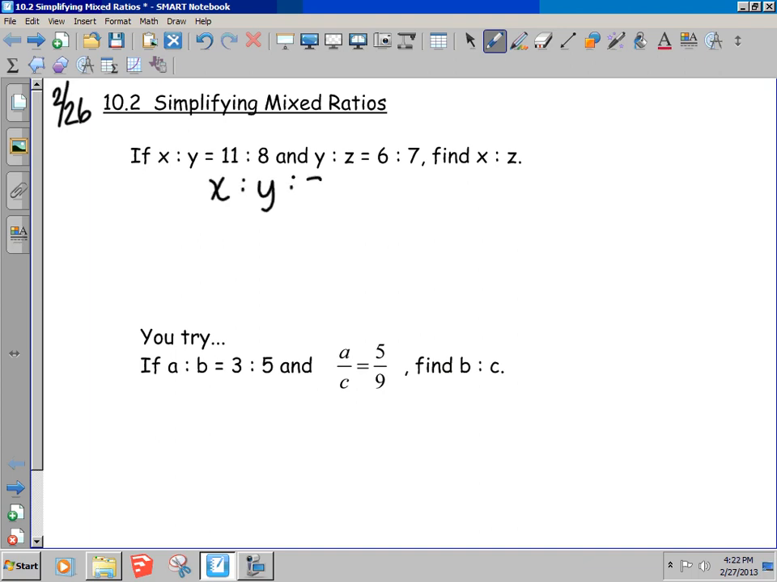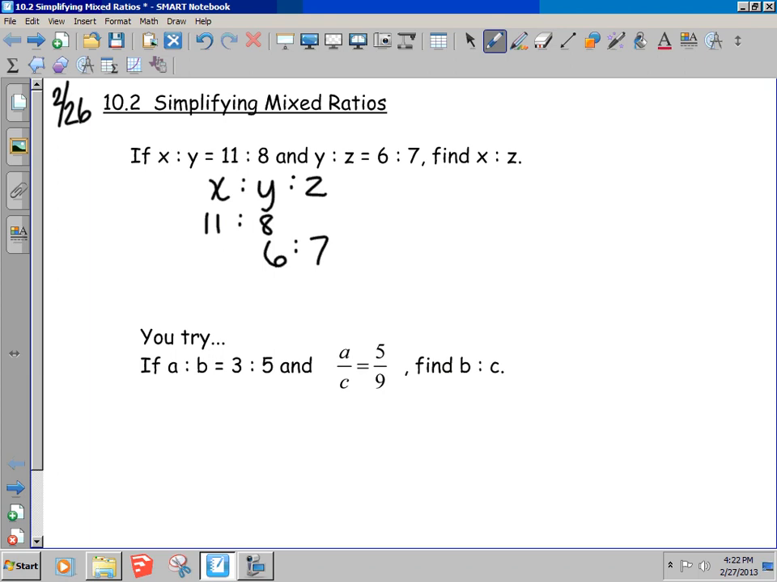x, y, and z. In the first part of the problem, we know that the ratio of x to y is 11 to 8. And in the next part of the problem, we're seeing y being compared to z, y being 6 parts to z's 7 parts. It's the same y in both. Clearly, it's just broken up into different size pieces.